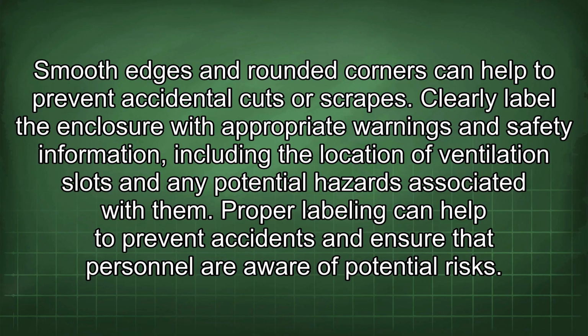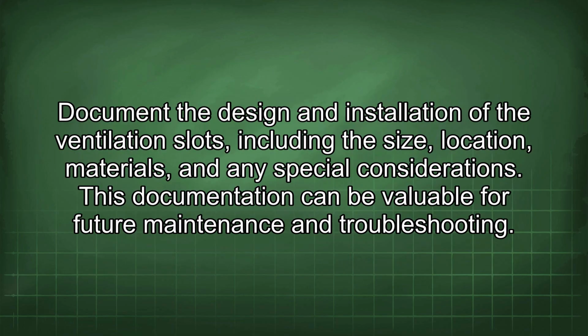Clearly label the enclosure with appropriate warnings and safety information, including the location of ventilation slots and any potential hazards associated with them. Proper labeling can help to prevent accidents and ensure that personnel are aware of potential risks. Document the design and installation of the ventilation slots, including the size, location, materials, and any special considerations. This documentation can be valuable for future maintenance and troubleshooting.